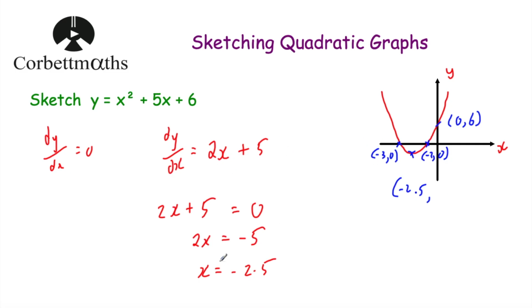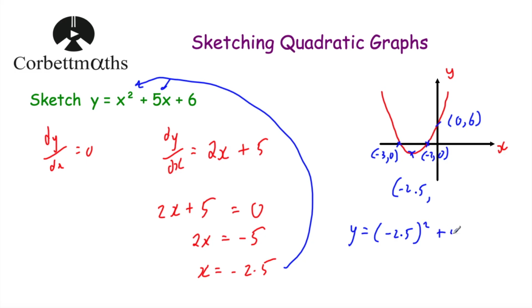Okay, so we find the x coordinate. x is equal to negative 2.5 for that turning point. Now we're going to substitute that back into the equation to find the value for y, the y coordinate. So y is equal to, instead of x squared, negative 2.5 squared plus 5 times negative 2.5 and then plus 6. So just replace the x with negative 2.5. And when we work that out, we get an answer of negative a quarter, or negative 0.25, depending on how you've worked it out. So that would be negative 2.5, negative 0.25. And that's the y coordinate there. And that's it. We've found the coordinates of that turning point. So that's how I would sketch that quadratic.